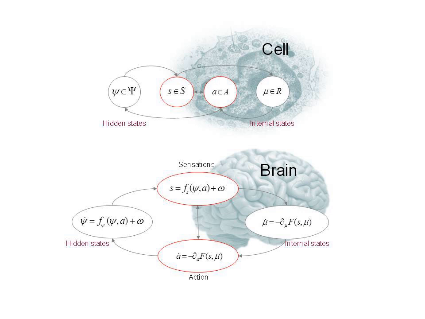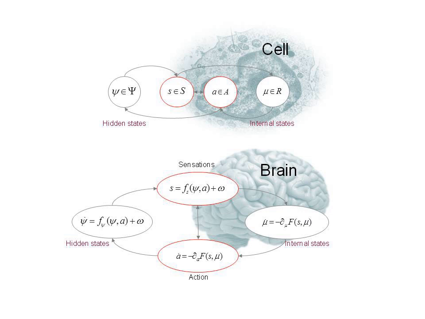Definition: continuous formulation. Active inference rests on the tuple (Ω, Ψ, S, A, R, q, p): a sample space Ω from which random fluctuations ω ∈ Ω are drawn; hidden or external states Ψ : Ψ × A × Ω → ℝ that cause sensory states and depend on action.